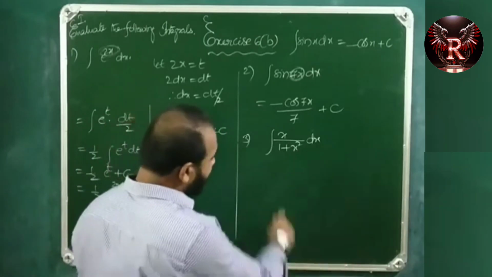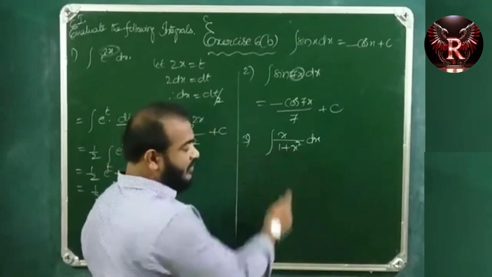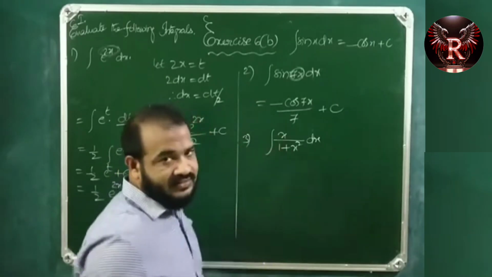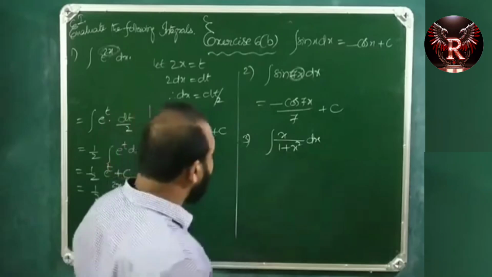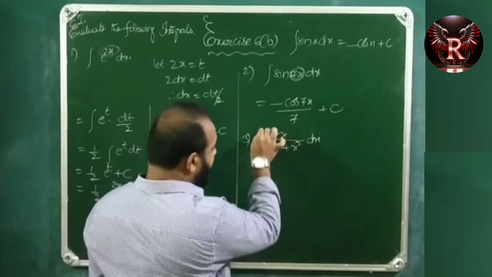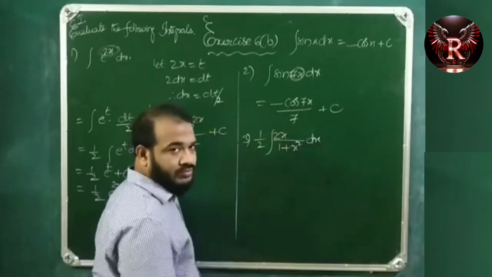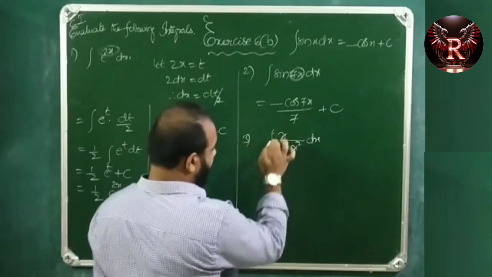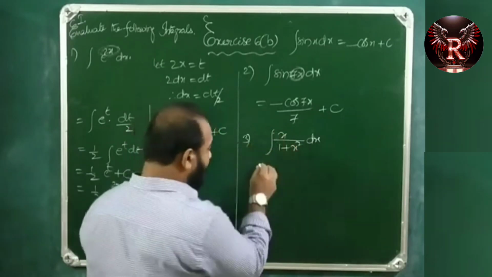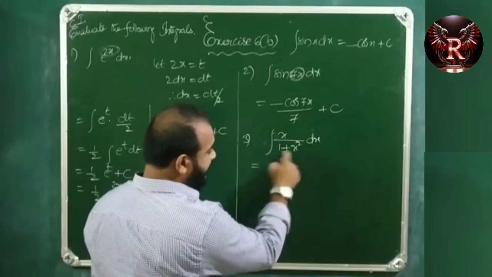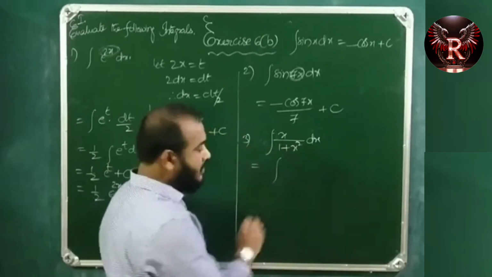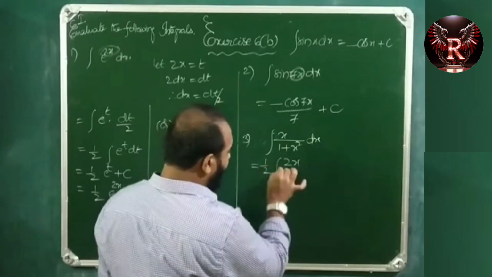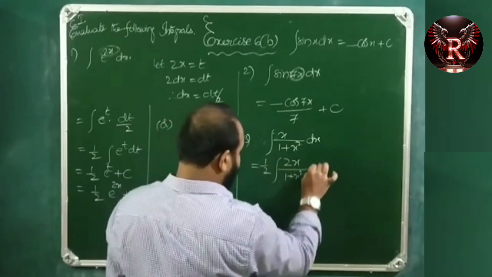we can understand that 1 derivative is 0, x square derivative is how much? 2x. But here we have x here. So for that let us multiply and divide by 2. Okay, so this is the question. For this what I am doing is, 1 plus x square derivative is 2x. So I will multiply 2 and divide 2 by 1 plus x square dx.